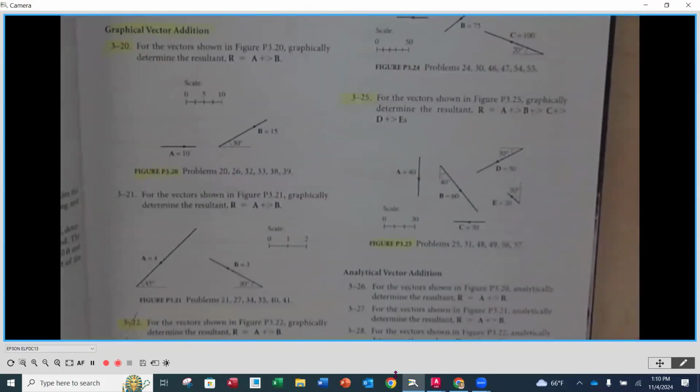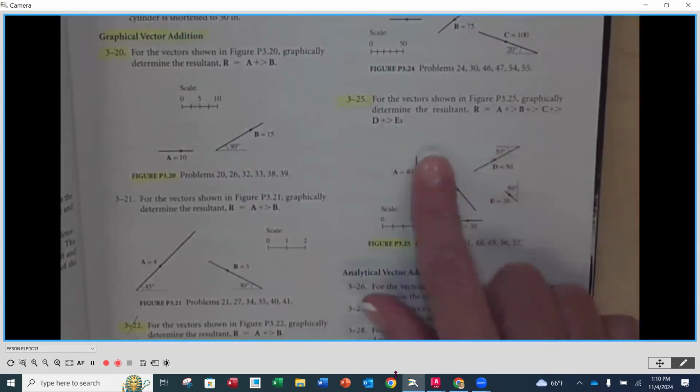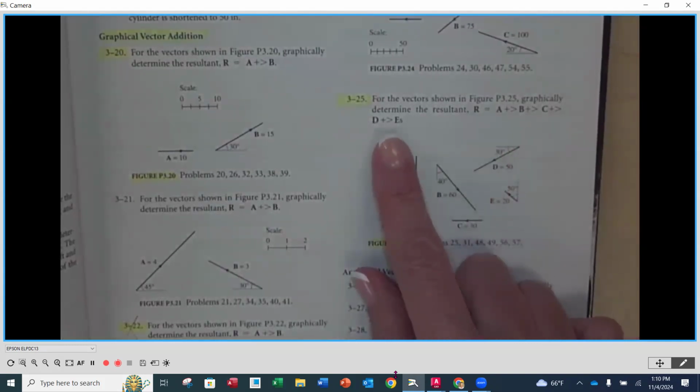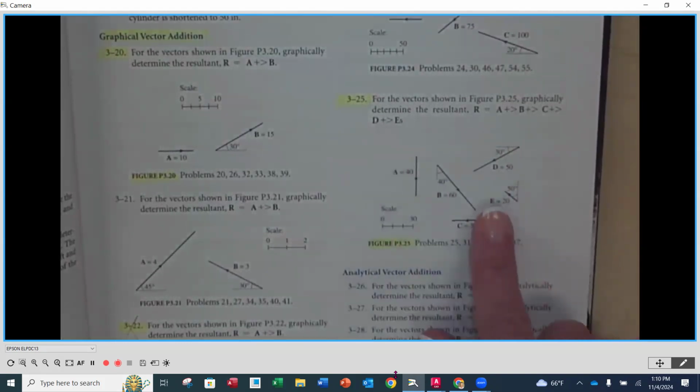Then your next one is going to be 25. All right, so here it looks like you have 5 vectors that you're going to add together to get the resultant. I don't know why it says ES there. I think that's a typo. So vector E is vector E. Like I said, I think it's just a typo. The S is there, so if you're wondering, it is of no significance.